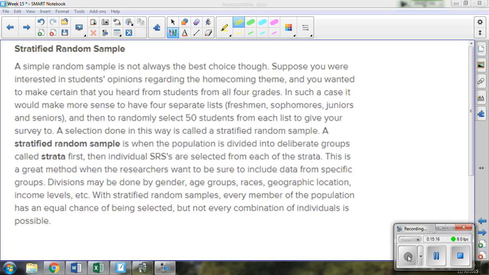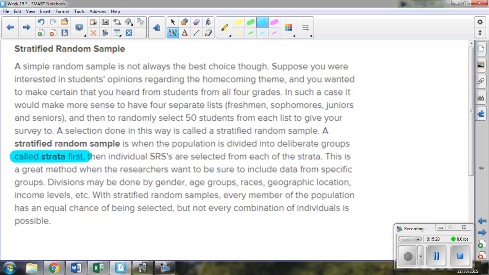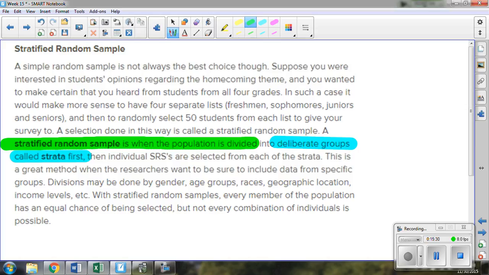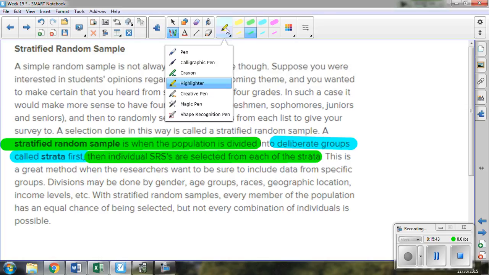So trying to emphasize this, the deliberate group is called a strata. A stratified random sample is when you start by creating these groups, and then, and I want to emphasize this, and I want to switch this back to pen.